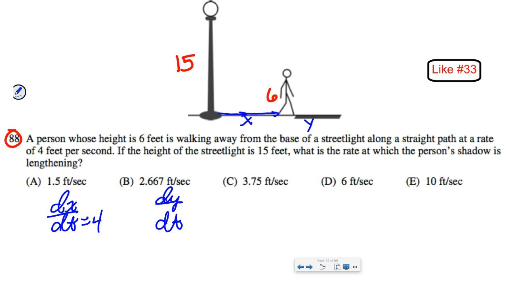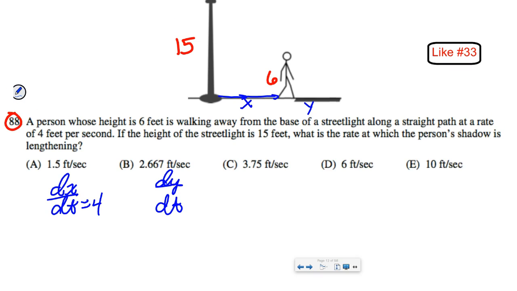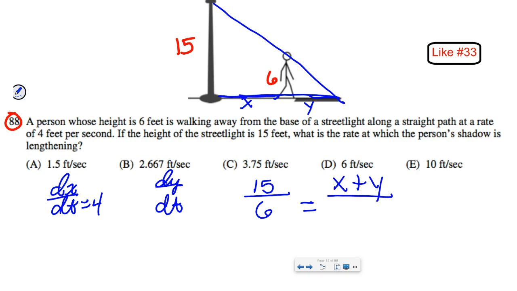All right, so I need to set up a ratio, and what I need to do is work with similar triangles. From geometry, the height of the lamppost is to the height of the little fella in exactly the same proportion as the base of the big triangle, which is this whole distance, x plus y, is to the base of this small triangle in here, which is just y.